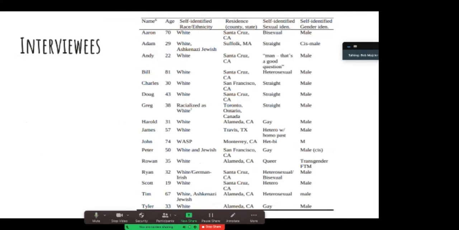the sample. They're different. These were pseudonyms that they gave themselves, their ages, how they identified in terms of race and ethnicity, their residence, their self-identified sexual identity, and their self-identified gender identity. And you can pause it here if you'd like to look at this further. I'm going to keep moving.